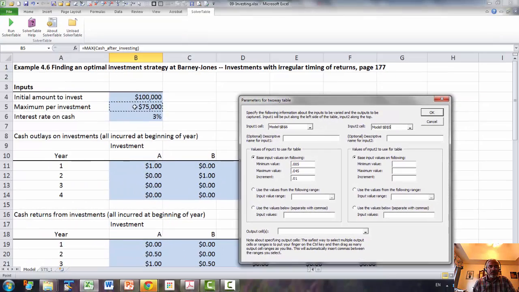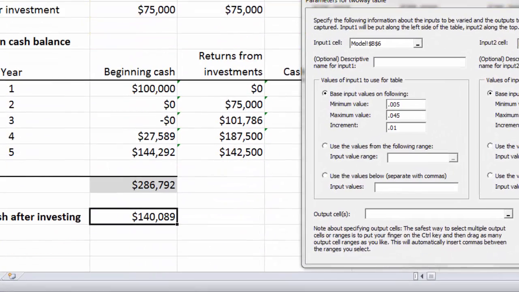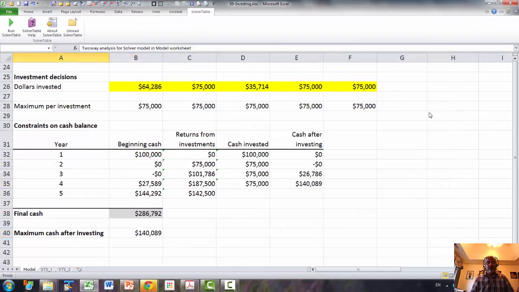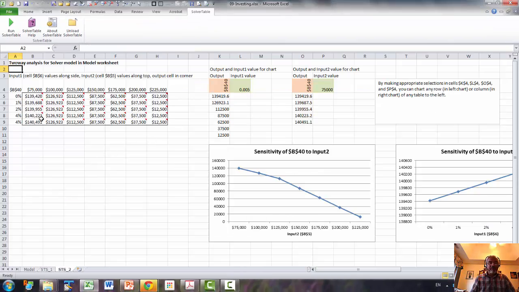The second one is maximum allowed investment, and we want to go from 75 to 225 like before in increments of 25,000. Okay, and the output that we want is the maximum cash position. So click OK. So you have now the maximum cash position here for the two inputs.